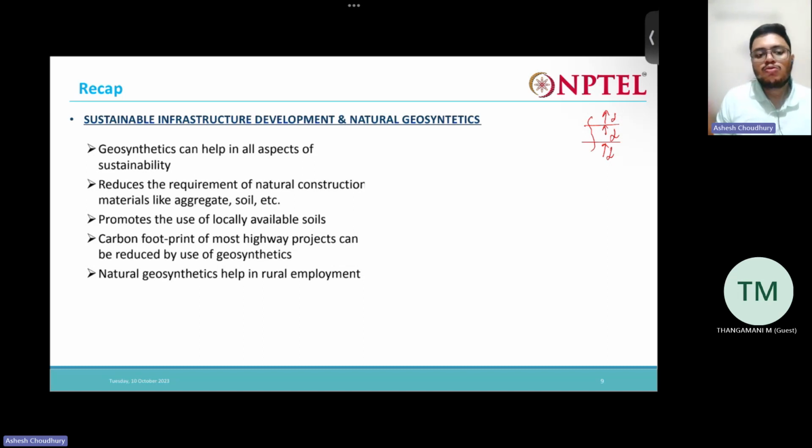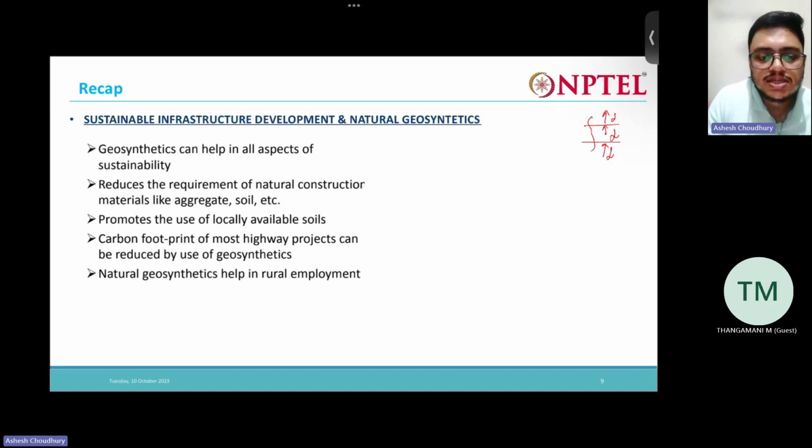The carbon footprint of most highway projects can be reduced by use of this. That's why most bridge approaches or flyover approaches are all reinforced earth walls. None of them are concrete, right? If we use concrete, a huge amount of concrete will be required, which means more carbon footprint. So by constructing reinforced earth walls, you are reducing the carbon footprint by a large amount.